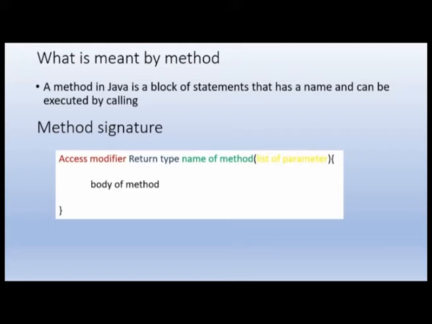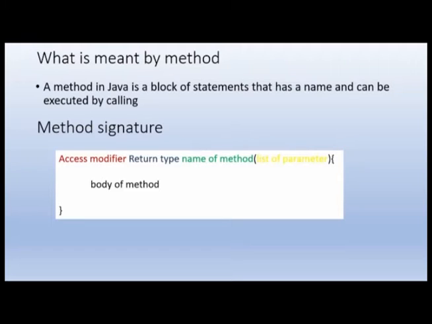What is meant by the access modifier? The access modifier defines the access type of the method. It can be public, private, default, and so on. And return type. The return type says what type of data is returned from the method.